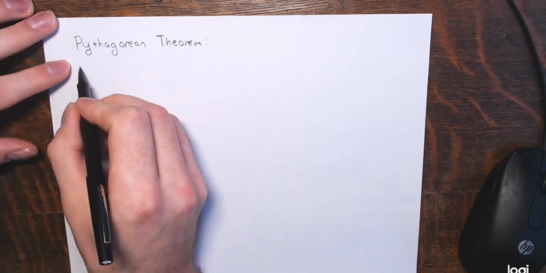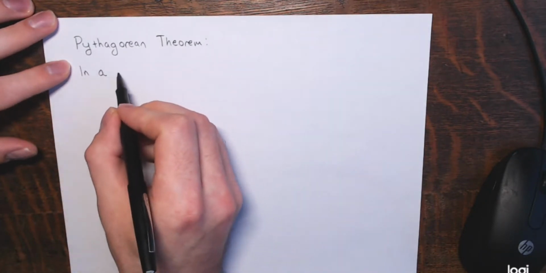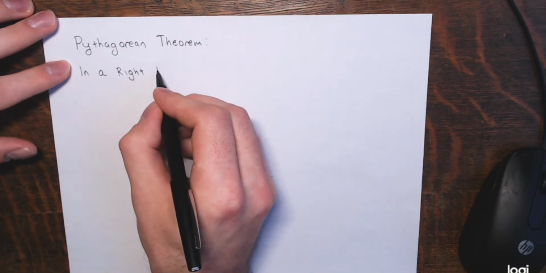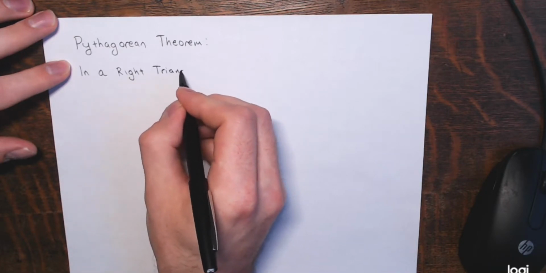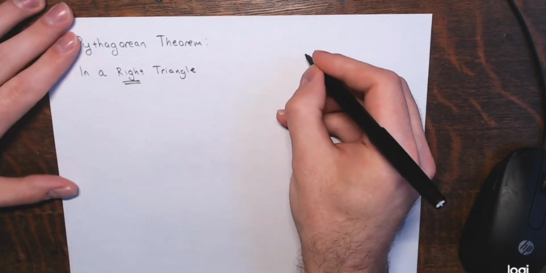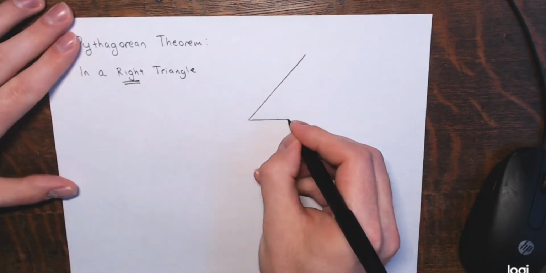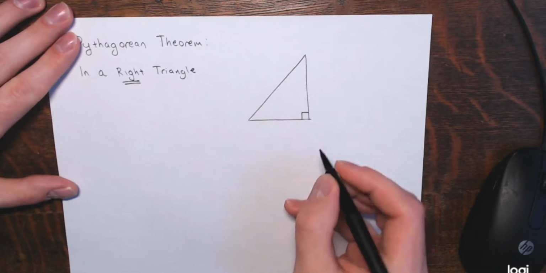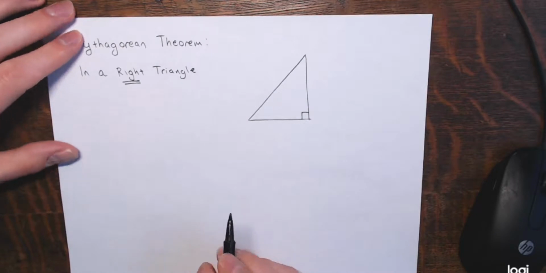So in a right triangle, and a right triangle only. Alright, so something that looks like this. A triangle with a 90-degree angle in it, or a right angle in it. This is a right triangle.